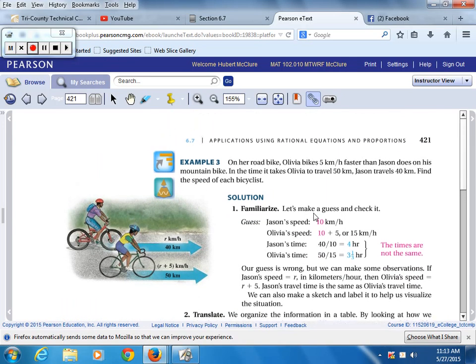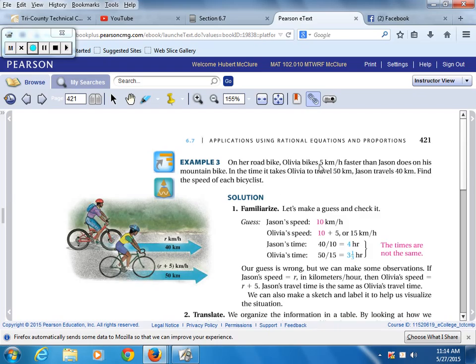And they should say that somewhere in here. It says, on her road bike, Olivia bikes 5 kilometers faster than Jason. Anybody see a pattern yet? No. It's always the women that can go faster. It's always the woman that can work more efficiently. And the man is drunk in a corner somewhere.